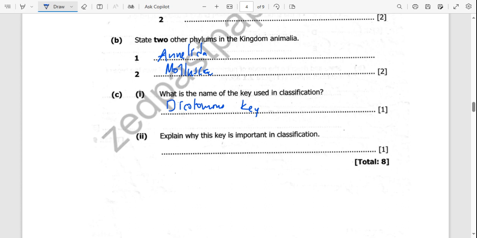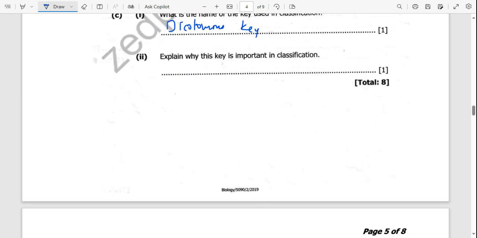And so when constructing an identification key, you first begin by listing the characteristics of the organisms you are trying to find out. What are the characteristics? For example, it has got two body regions, this, that, and then that presentation is going to give you an idea of what you're talking about. That is a dichotomous key. Explain why this key is important in classification to help us to put every organism into a group and then be able to identify it like that.